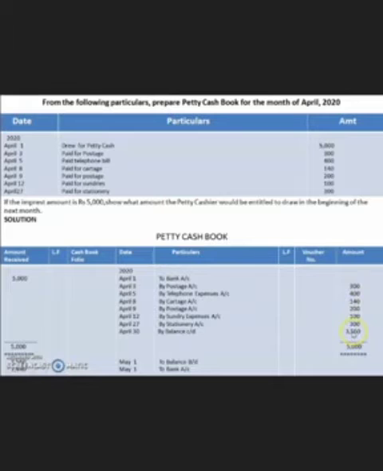This amount you will carry to the next date of the next month, that is May 1. So at May 1, how much is your brought down money? Out of this 5,000, the remaining money is 3,560. That you will bring to the next month, that is May 1. So at the bottom you can write to balance brought down. May 1 is the date, and the amount you should write in the amount received column as 3,560.